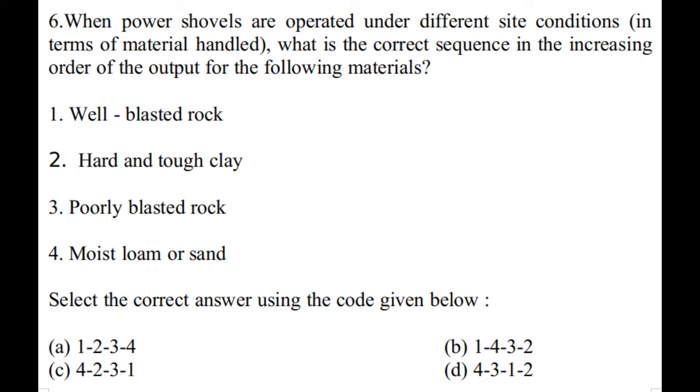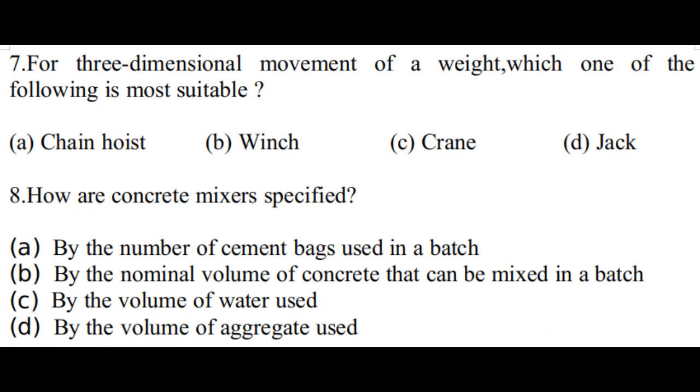Question number 6 I have covered. For 3-dimensional movement of a weight, which one of the following is most suitable? A. Chain hoist, B. Winch, C. Crane, D. Jack. The correct answer is option C, that is crane.